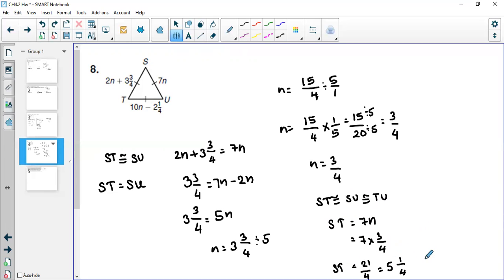So the length of SU is 5 1 over 4. SU is 7n, and I took SU because it's easy to multiply, it has only 7. So SU is equal to 5 1 over 4, as well as ST is also going to be 5 1 over 4 because it's an equilateral triangle. Also, TU is going to be 5 1 over 4.